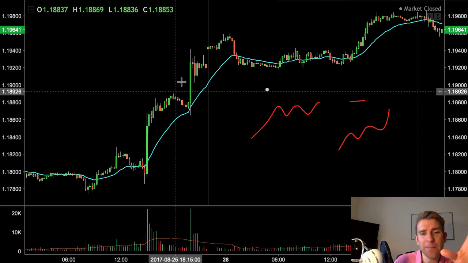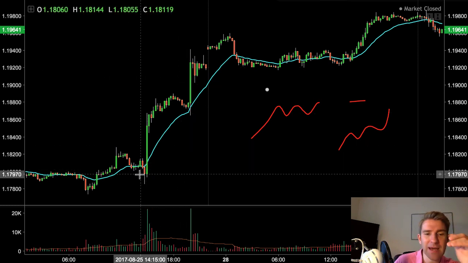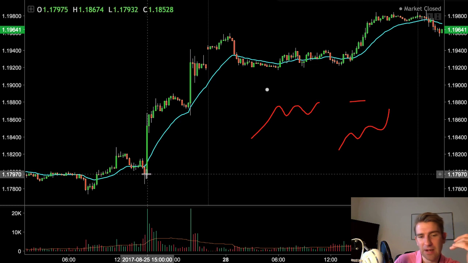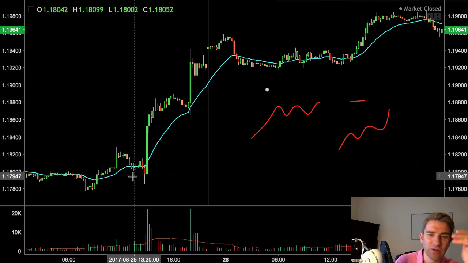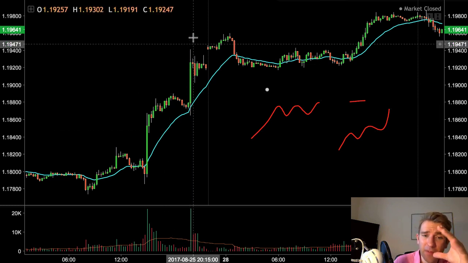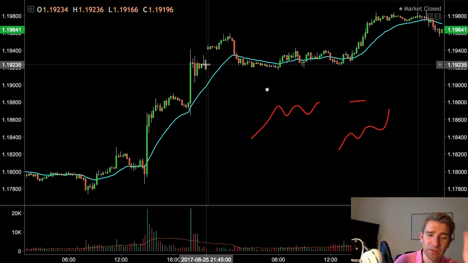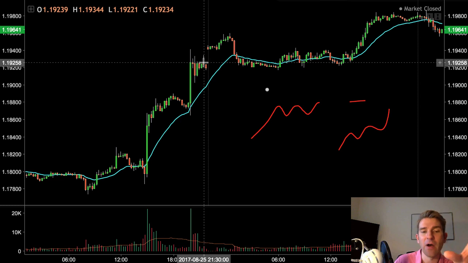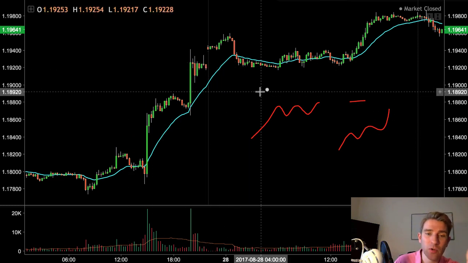Okay, we had a big drive, whatever it may be, it doesn't even matter. It looks like it's probably data or something coming out. It's about 3 o'clock UK time, so it's probably data here. A big drive up, consolidation, another big drive up, closing, or kind of the unofficial close, at the highs. Big move, big excursion. So what do we do?